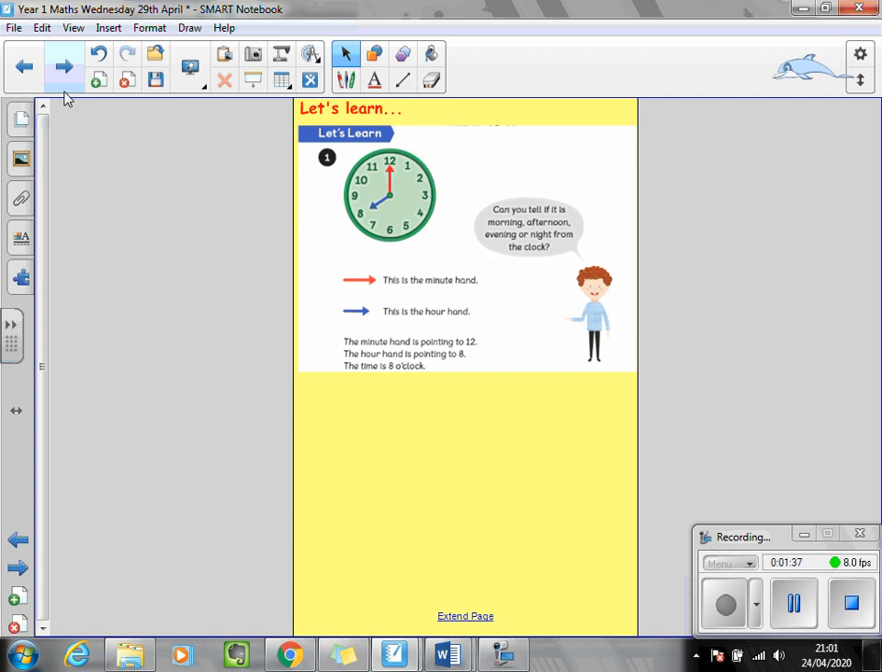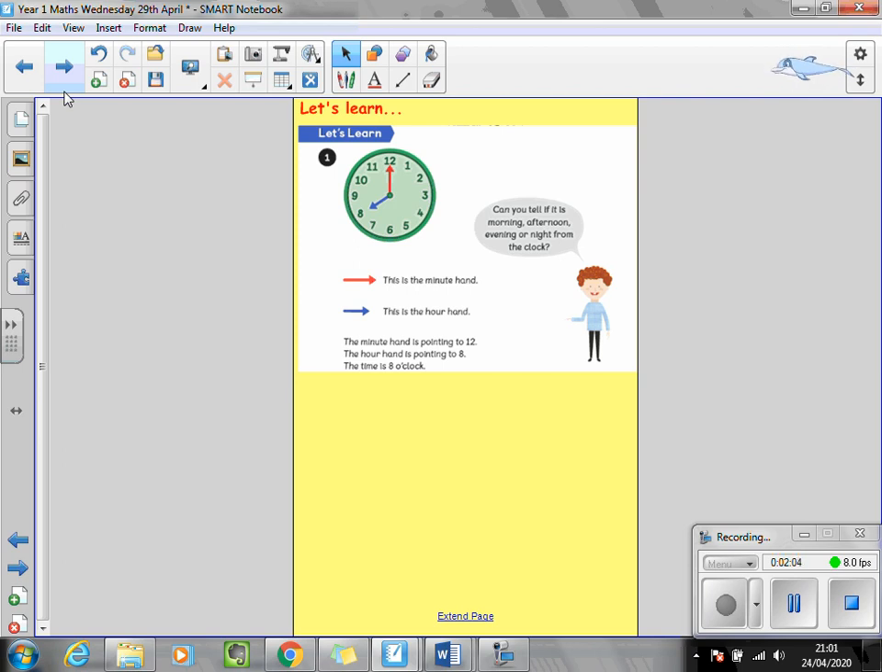Now, if you look at this clock in our Let's Learn, you can see that the red arrow represents the minute hand. This is the long hand. The blue arrow represents the hour hand, and this is shorter. You can see that the red minute hand is pointing to number 12. Whenever the minute hand points to number 12, it is always an o'clock time.